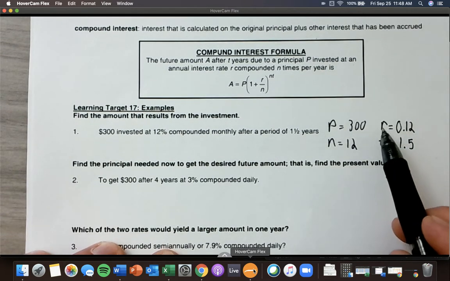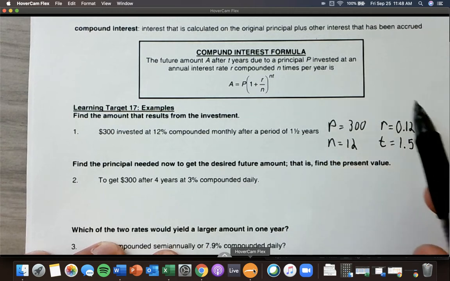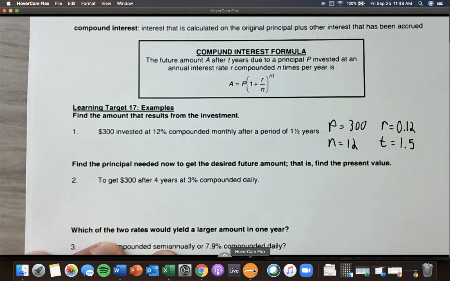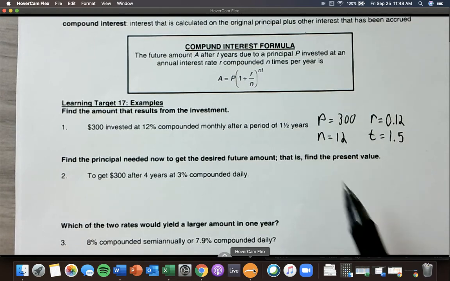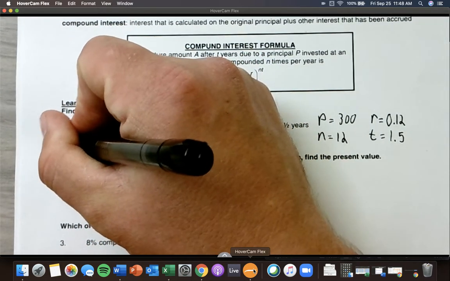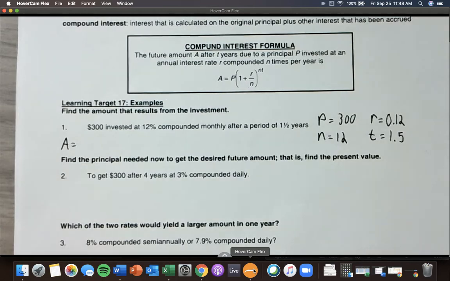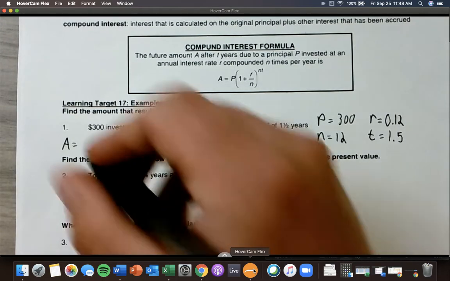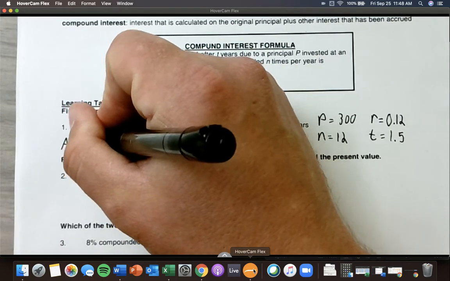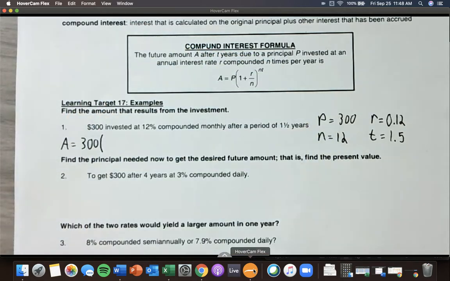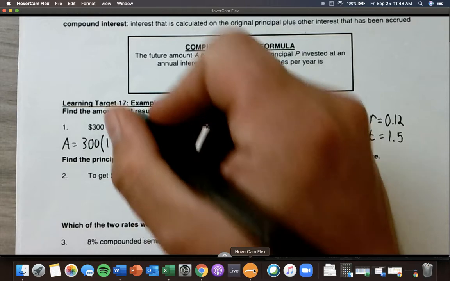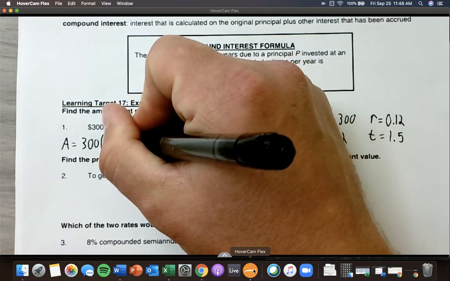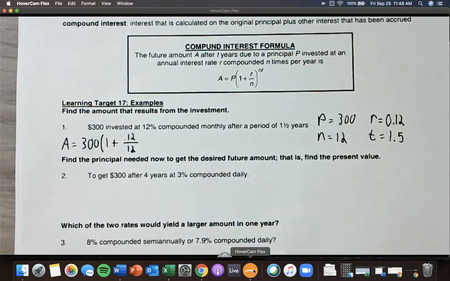It's always good to write out our values here, because once we have them written out, all we have to do is plug them into our compound interest formula. A, which is the value we're solving for, is equal to the principal, which is 300, times 1 plus r over n, so 0.12 over 12.